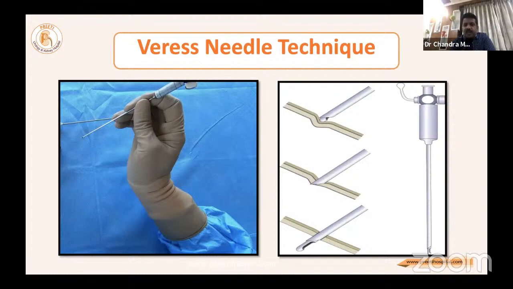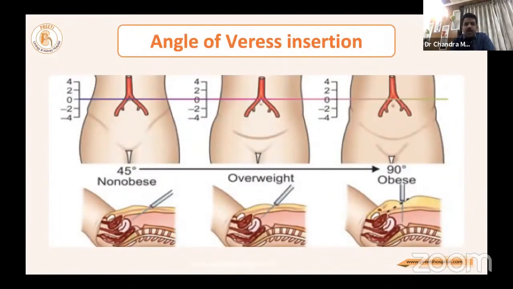Once you go inside, this Veress needle immediately retracts the sharp part, so that direct injury is avoided. That means you are using a blunt instrument, making it sharp by pressure. Now coming to the angle of Veress insertion, different persons with different BMI will have different angles. Here, in non-obese patients, the basic principle is always towards the bladder.